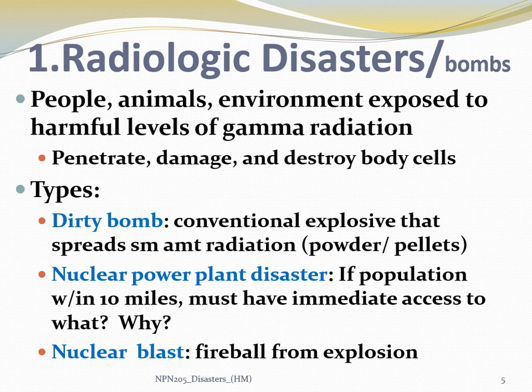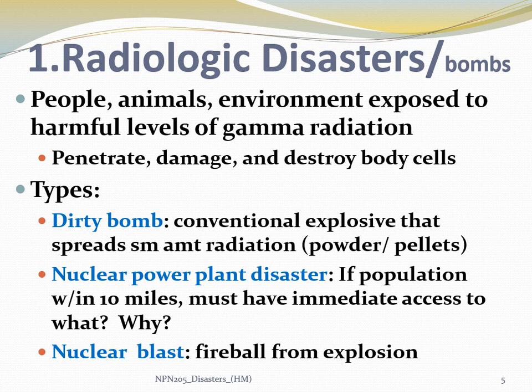So for radiologic disasters, people, animals, and the environment are exposed to harmful levels of gamma radiation. It penetrates, damages, and destroys the body cells. So different types. We have a dirty bomb, which is the conventional explosive that spreads a small amount of radiation, but also has powder and pellets. So the greatest danger from the dirty bomb explosion itself is from the actual device blowing up, so the pellets that come from it, and the radiation is a secondary danger with that.